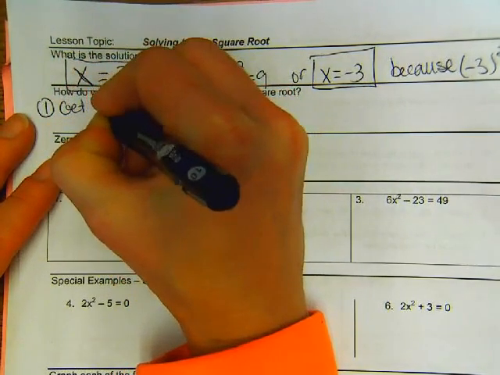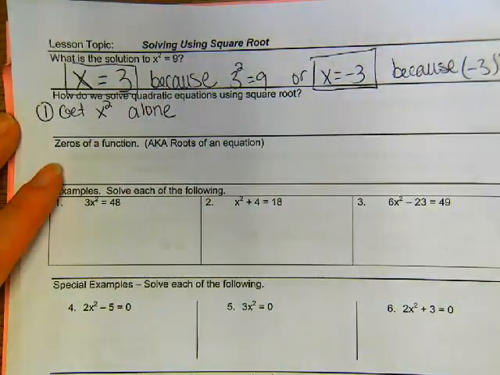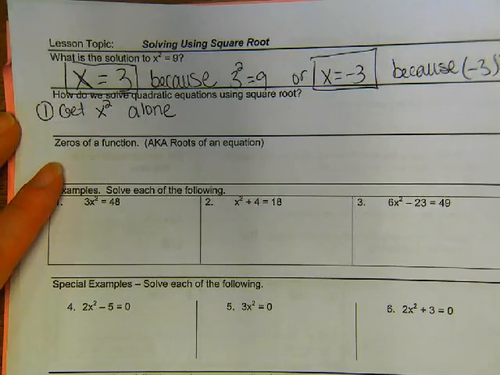x squared alone. We're going to do this the same way that we've solved equations back in pre-algebra and back in semester 1. We're going to subtract things off and divide things off. So we're going to get x squared equals something on the other side.